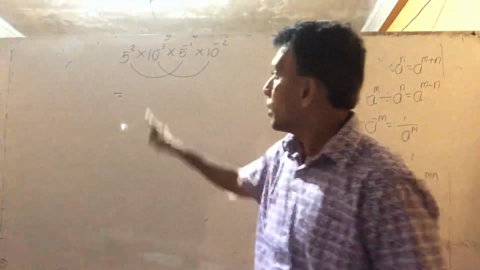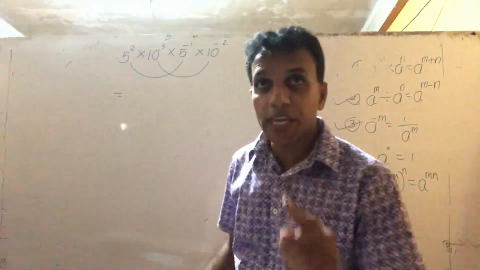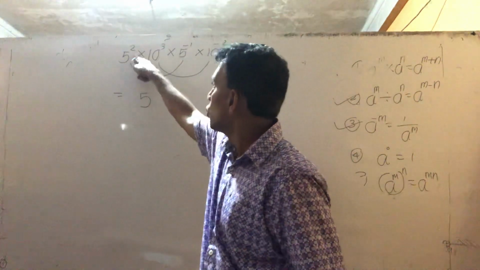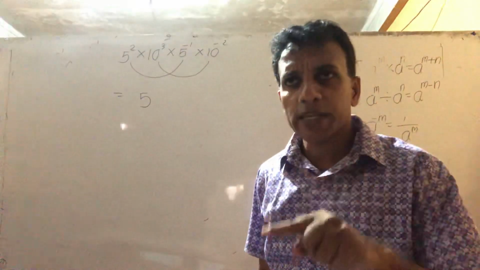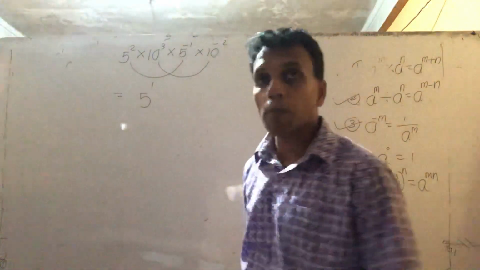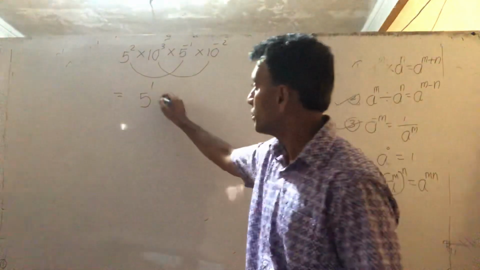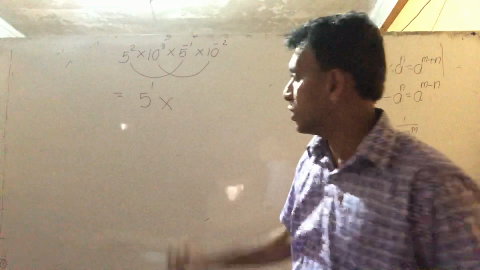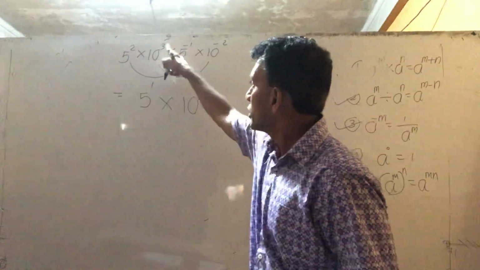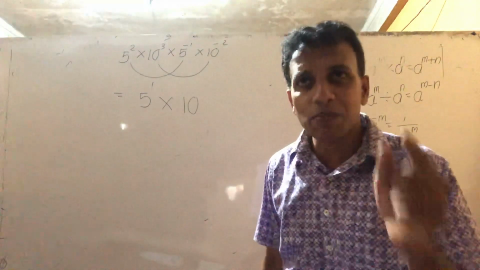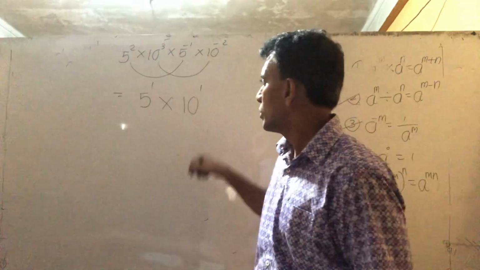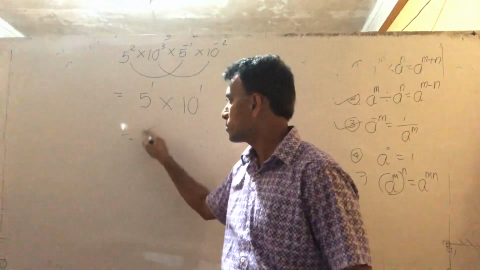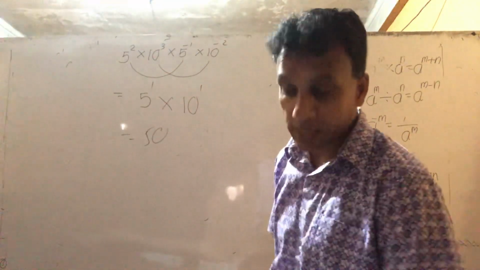Rule number 1. Bases are same, multiplication, add the power. So 5 to the power 2 minus 1. 2 minus 1 is 1. I completed the 5. Now how is 10? Bases are same when multiplying, add the power. So 10 to the power 3 minus 2. 3 minus 2 means 1. So power 1 means the same answer. Here 5, here 10, multiply 50. The answer is 50.